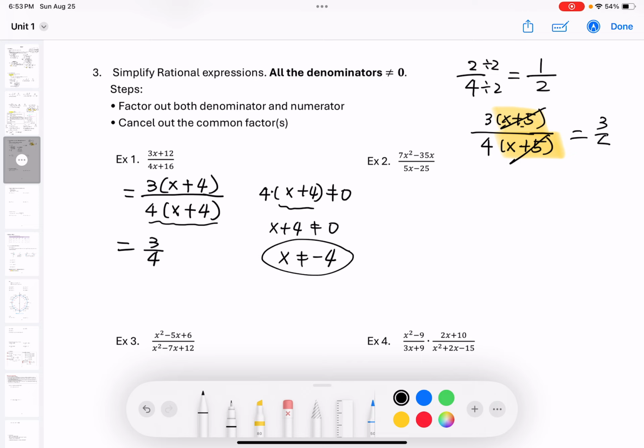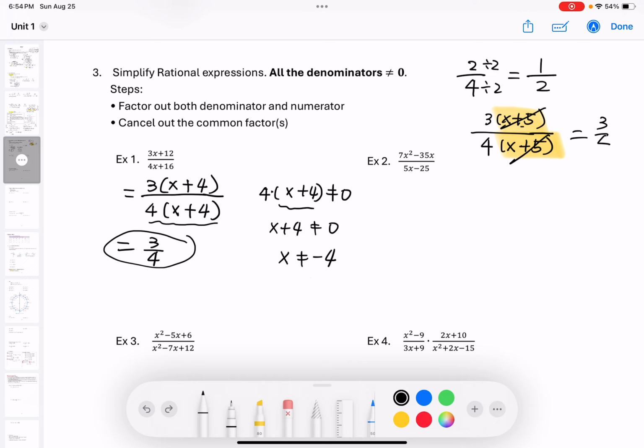So this is a restriction. This is not a solution. The solution is here. This is a restriction. Okay, if the question didn't ask you for the restriction, you can ignore it. But if the question asks you, what is the restriction? You say x is not equal to negative 4. Okay, let's see the next example.